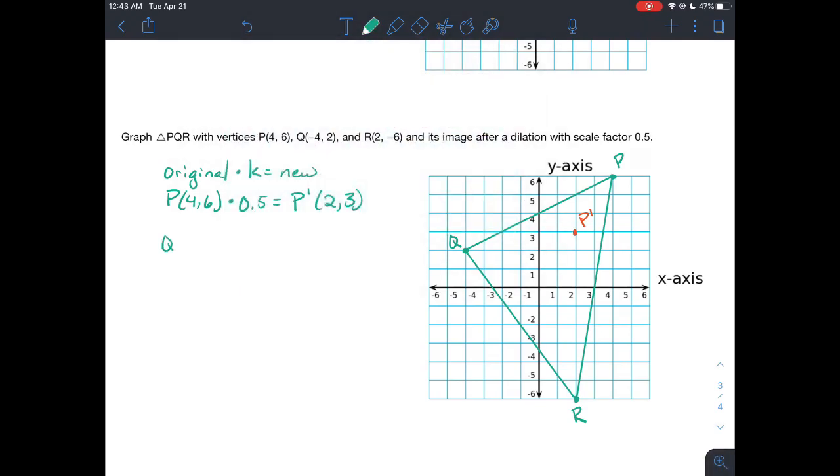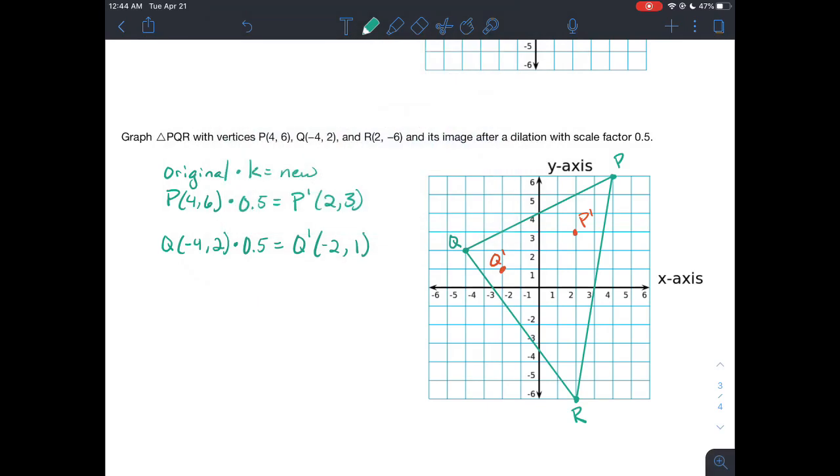Point Q, so original times scale factor equals new. So Q is at negative 4, 2, times scale factor 0.5 equals my new point, Q prime. Half of negative 4 is negative 2. Half of 2 is 1. So Q prime will be at negative 2, 1.